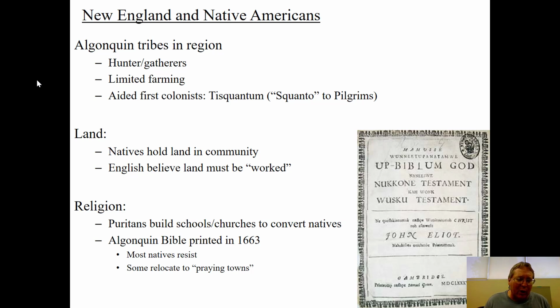Now that's not surprising. That makes sense. Religion is the core part of their identity, right? But the fact is they printed it in Algonquin, the main language group of the natives in the New England region. So they actually wanted to get natives to read English Bibles and become Christians like themselves.